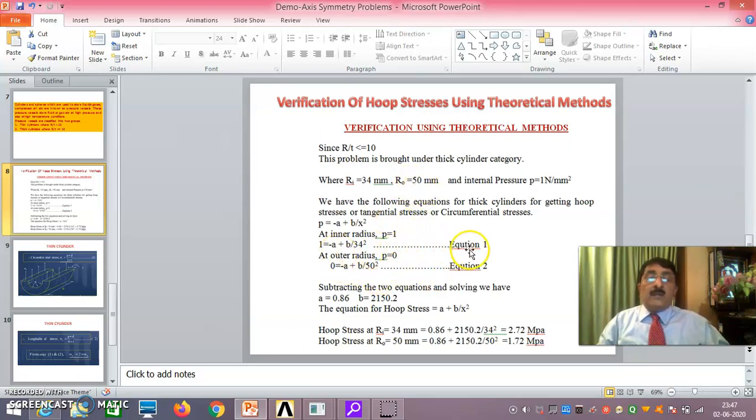That means you have two equations, equation 1 and equation 2. Subtract these two, 1 by 2. In that way, you can solve for A and B. A you get as 0.86. B is equal to 2150.2.